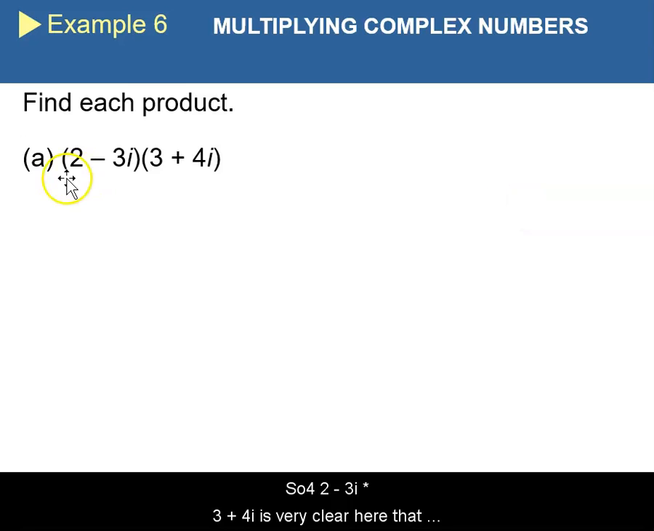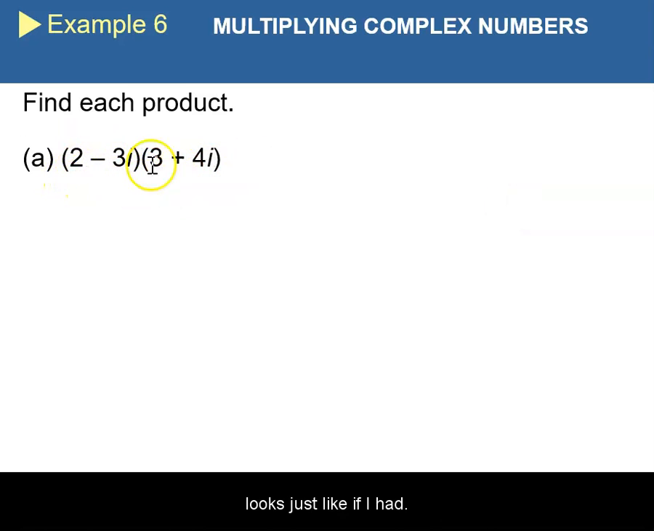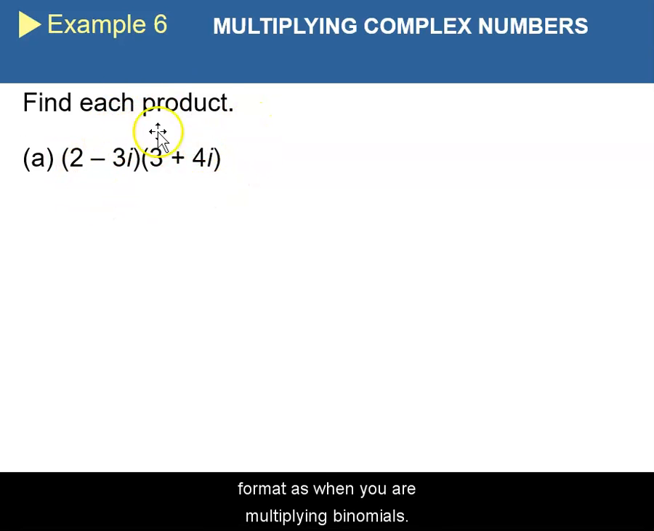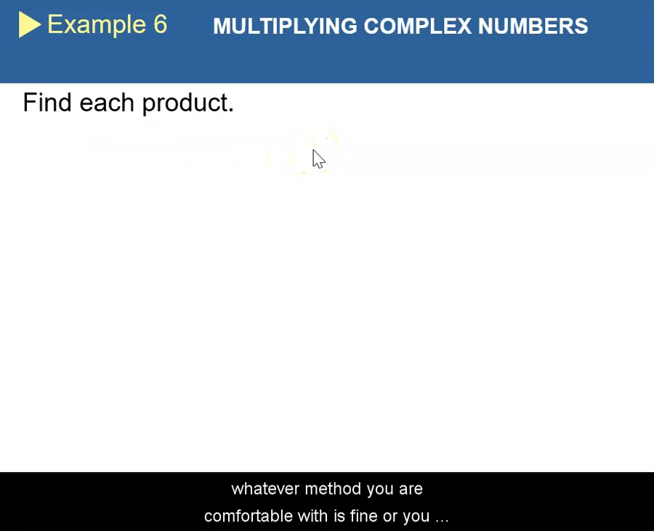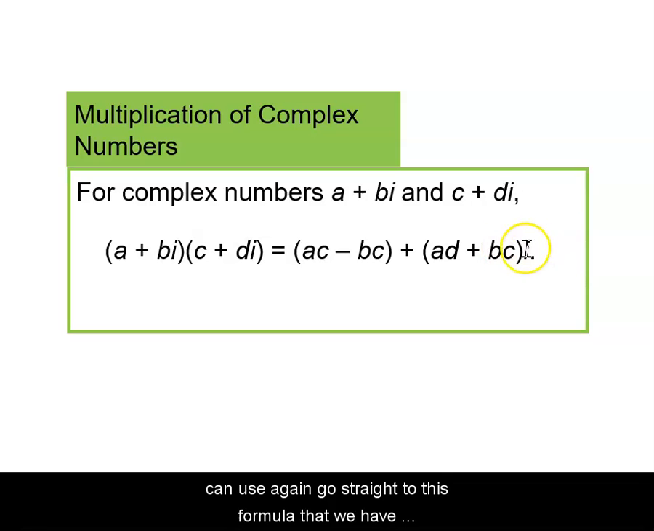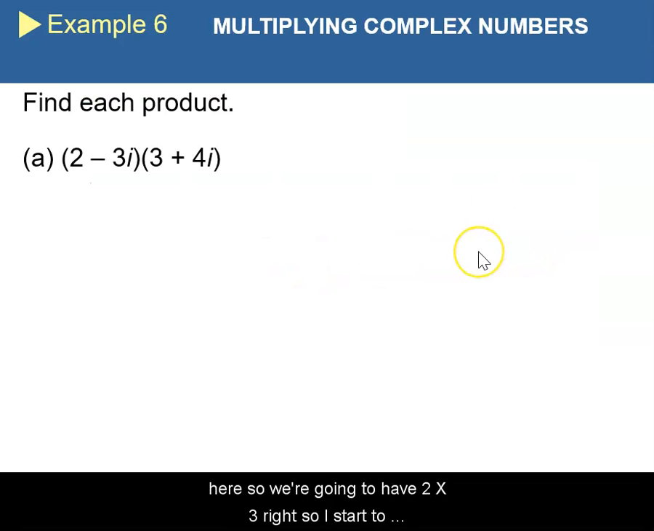Okay. So for 2 minus 3i times 3 plus 4i, it's very clear here that it looks just like if I had x minus 3 times x plus 4, right? It's the same sort of format as when you are multiplying binomials to expand a quadratic, it follows the same format, right? So whatever method you are comfortable with is fine, or you can go straight to this formula that we have here. So we're going to have 2 times 3, right?